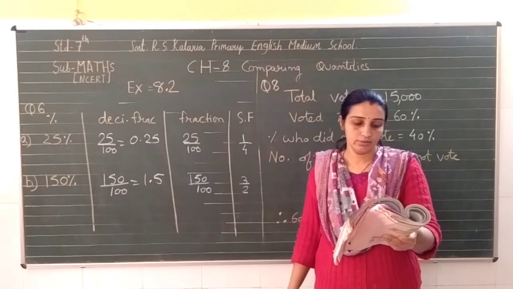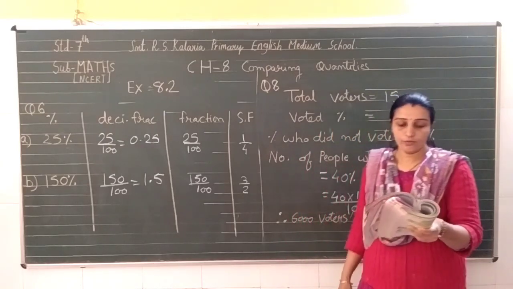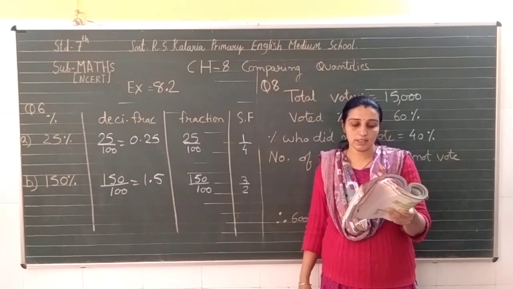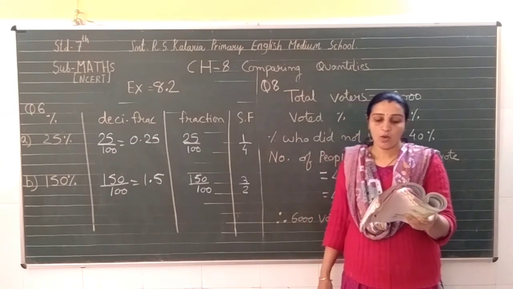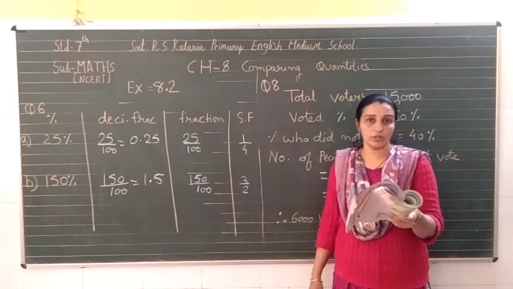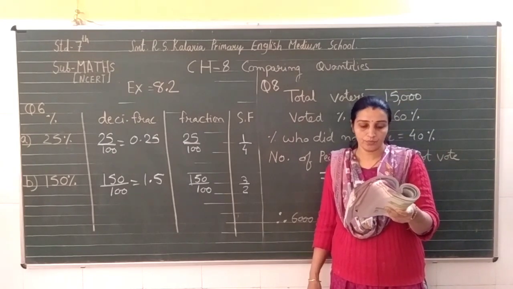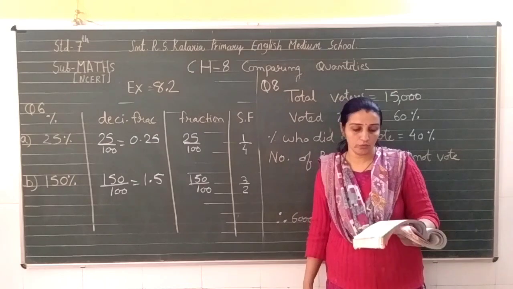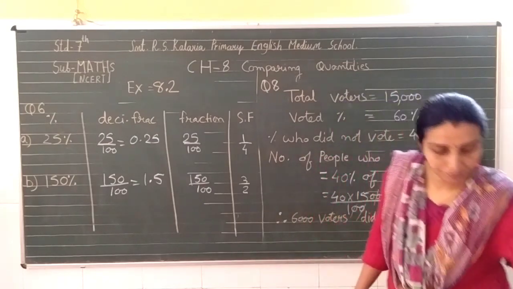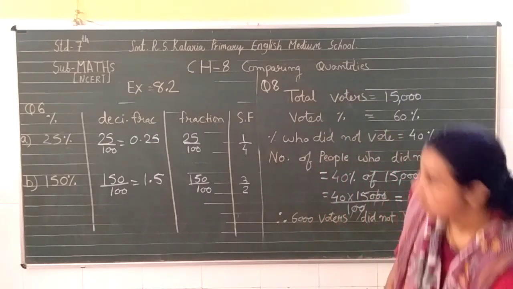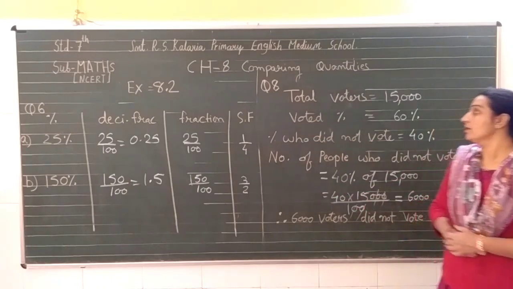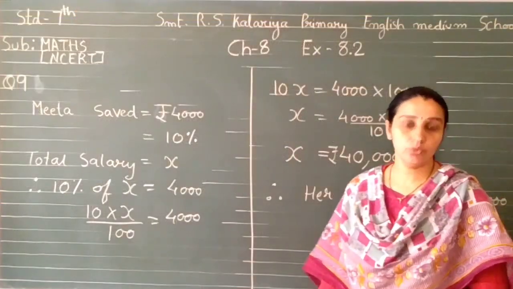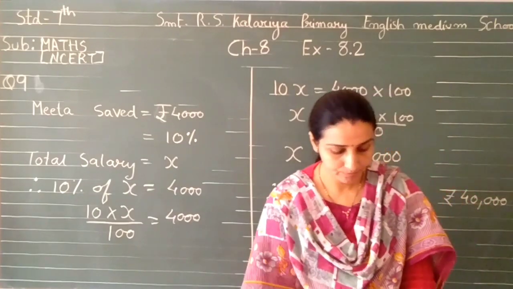Question 8. Out of 15,000 voters in a constituency, 60% voted. Find the percentage of voters who did not vote. Can you now find how many actually did not vote? Now, exercise 8.2, question number 9.